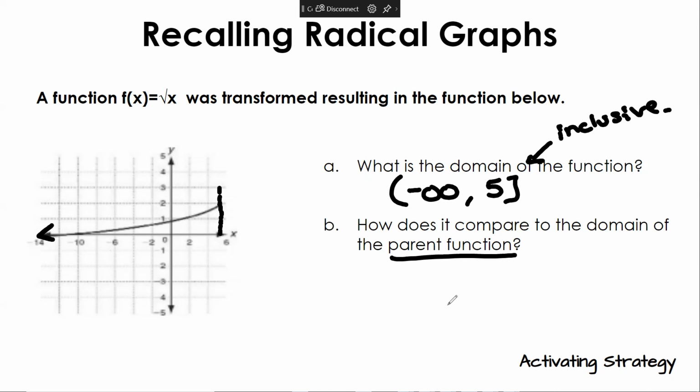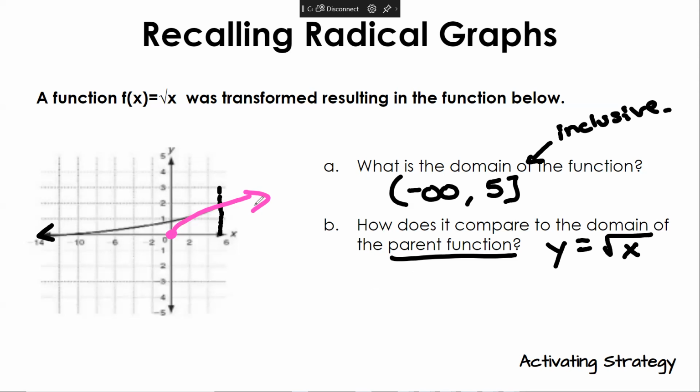Okay, so what does a parent function look like for a square root? The parent function is y equals the square root of x, right? Okay, when we draw that graph it's going to look like this. You got boom, and then it goes over, right? So how does that compare to the domain of this parent function? So what's the domain of this parent function?